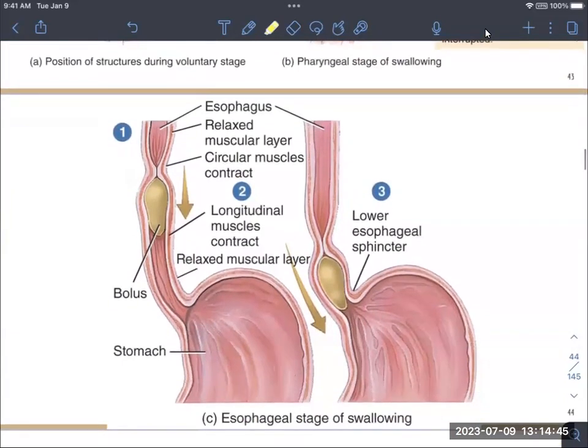Peristalsis. Peristalsis is a series of contractions that pushes the bolus of food forward. So as this food comes through, this area contracts, which pushes this bolus down. Then the next area contracts, which pushes it down further. This area will contract to push it down further, and it continues in a series of squeezing to cause that bolus to make it into that stomach, past that lower esophageal sphincter.